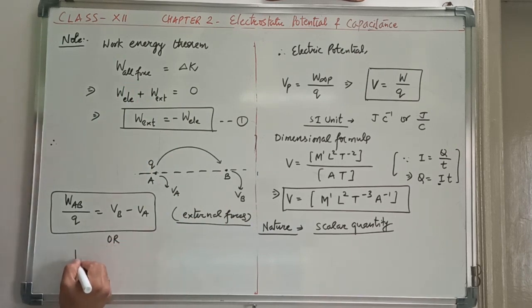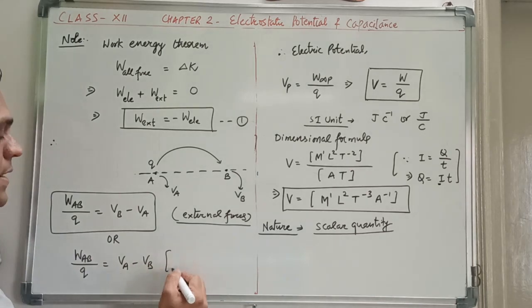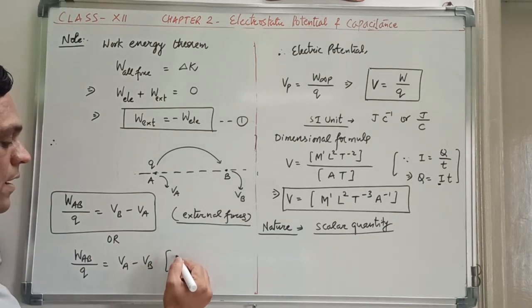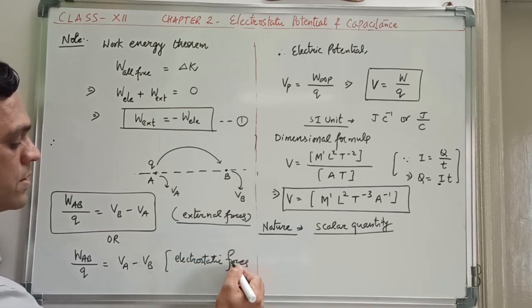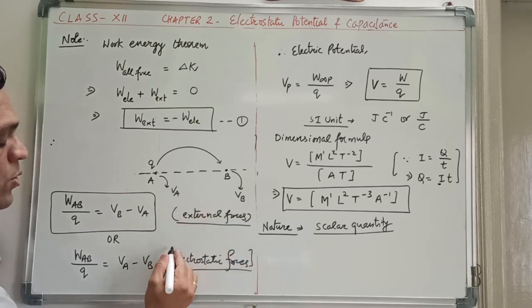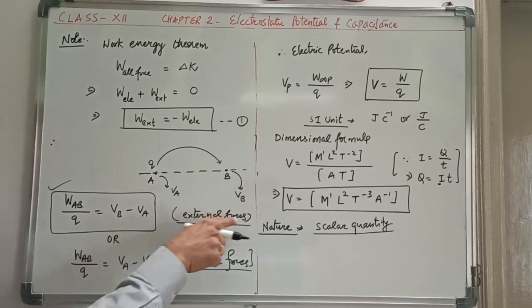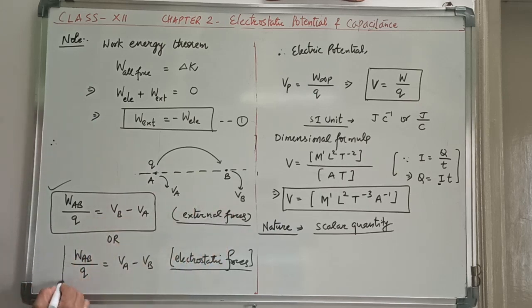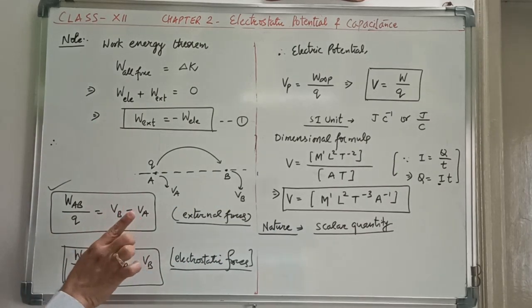the same thing can be written as WAB upon Q is equal to VA minus VB. This is when you consider electric forces or electrostatic forces. So generally we use this formula only, WAB upon Q is equal to VB minus VA, for external forces only. But sometimes if anyone asks you what is the work done by the internal forces or the electrostatic forces, then we will be using this formula. You can see the difference here.